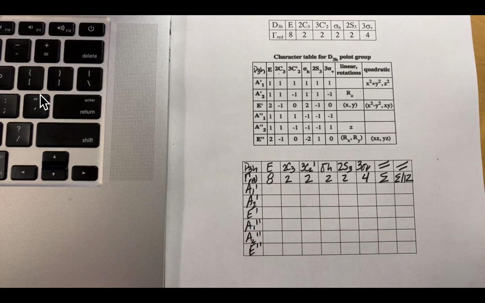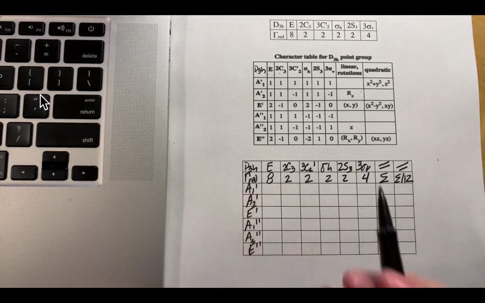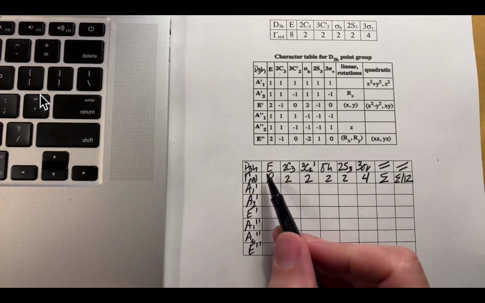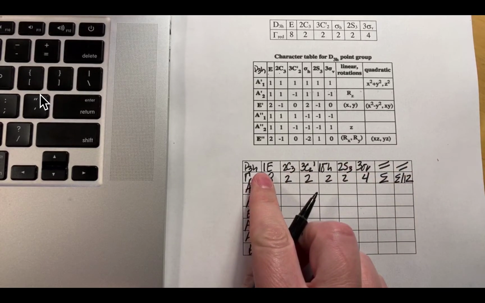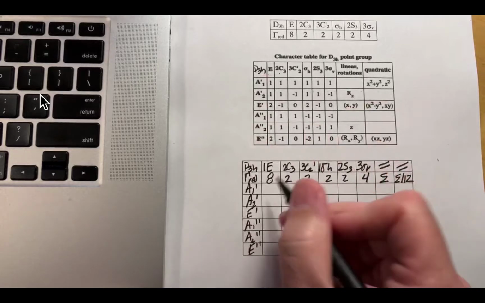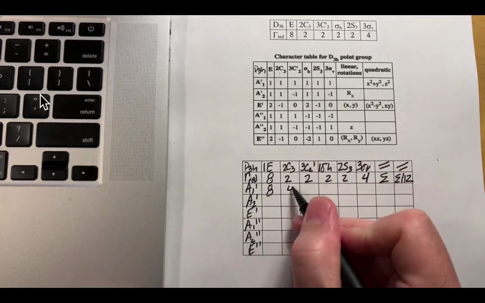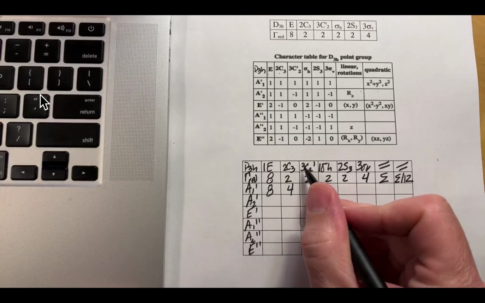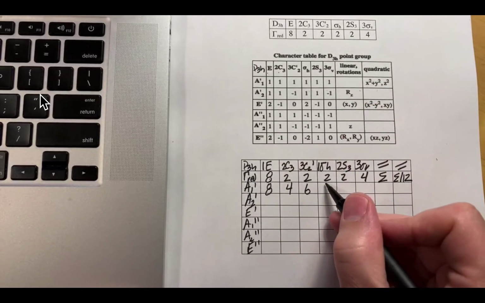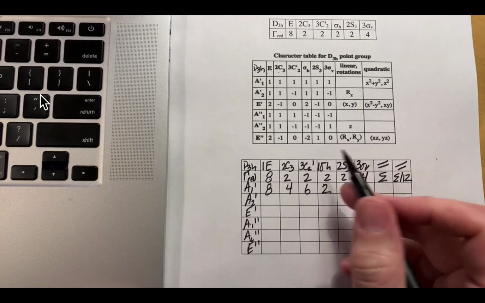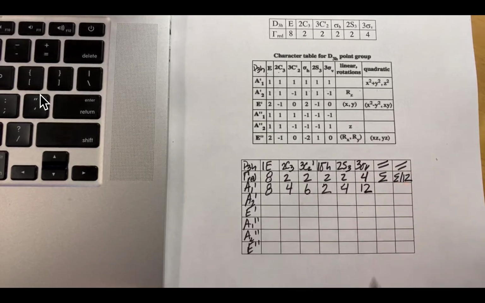First, we'll do the A1 prime because that's all ones, and that'll be the easiest for us to do. So 8 times 1, there's an implied 1 there in the table. We don't say how many, there's 1. So 8 times 1 times 1 gives me 8. 2 times 2 times 1 gives me 4. 2 times 3 times 1 gives me 6. 2 times 1 times 1 gives me 2. 2 times 2 times 1 gives me 4. 4 times 3 times 1 gives me 12.